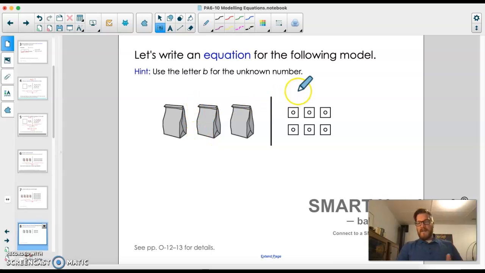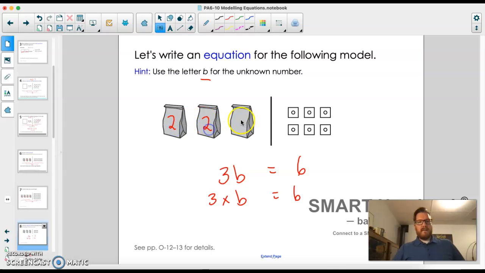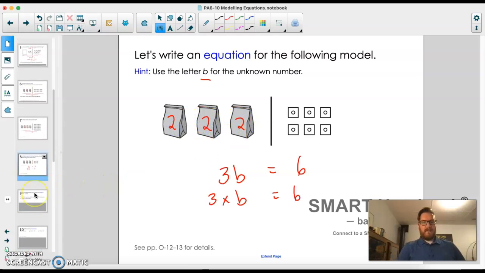Now, to write an equation, though, to just get beyond that diagram, that modeling stuff, it also says to use B for the unknown letter. I've got 3 bags here. I'm going to write 3B for 3 bags, and I'm going to say that equals 6. So this means 3 times B equals 6. Okay? So I know that B is going to be equal to 2. I know that in each of these bags there's going to be 2 of these counters. Okay? That's not a real shocker.